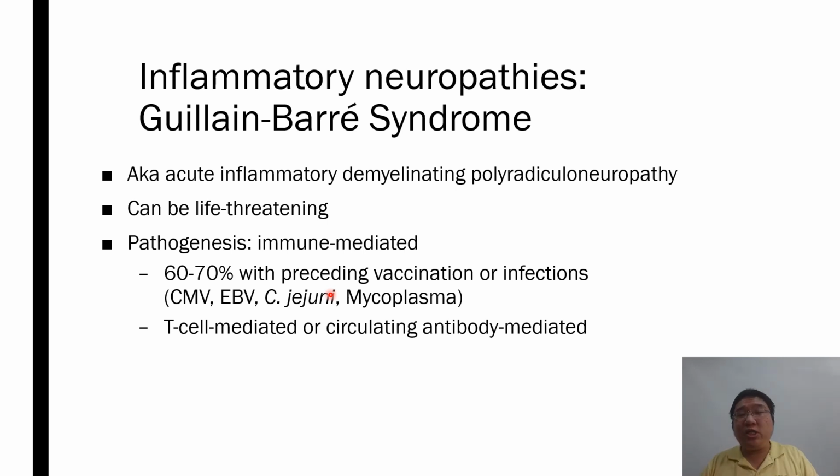So this is one typical example. However, any vaccination, any infection, any viral infection or mycoplasma infection or bacterial infection, they all can cause Guillain-Barré syndrome. And the condition is T-cell mediated or circulating antibody mediated. We detect both antibody and T-cell that is directed to the myelin sheath.